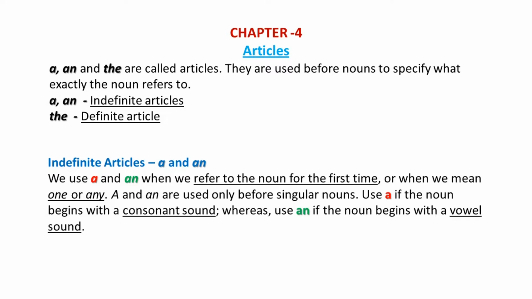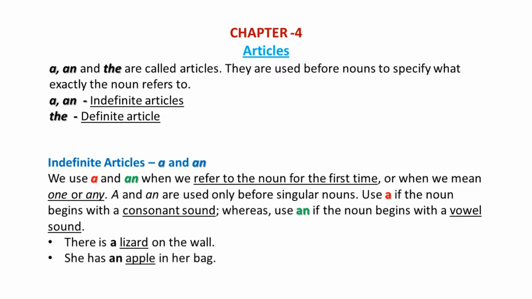And of course, use a if the noun begins with a consonant sound, whereas use an if the noun begins with a vowel sound. These are basic things and I hope you know when and where to use a and an. So remember, use a if the noun begins with a consonant sound, whereas use an if the noun begins with a vowel sound. Let us look at some examples. There is a lizard on the wall. She has an apple in her bag.